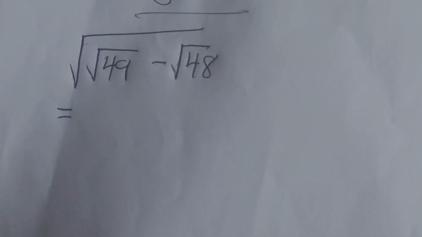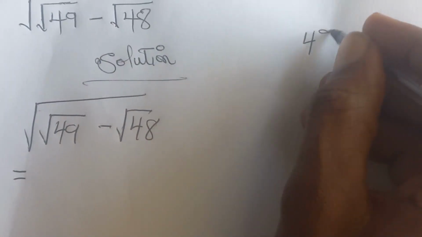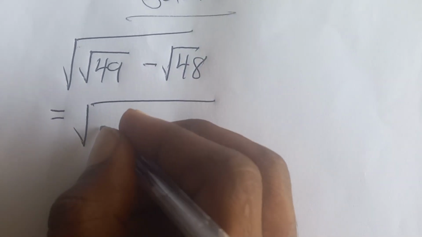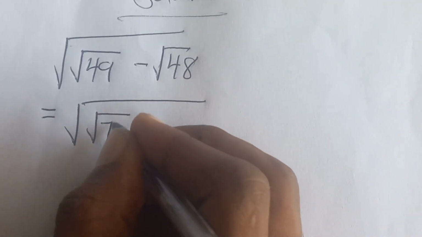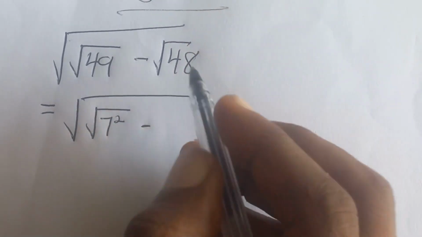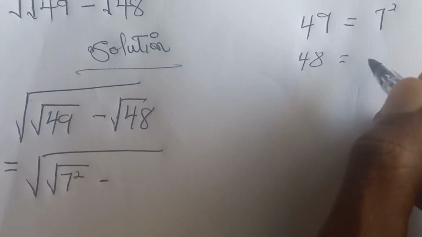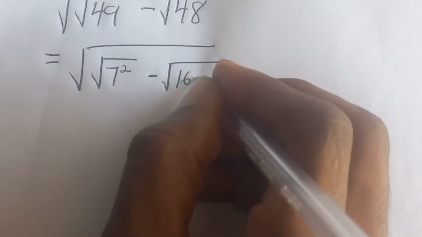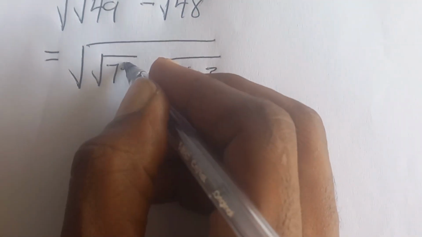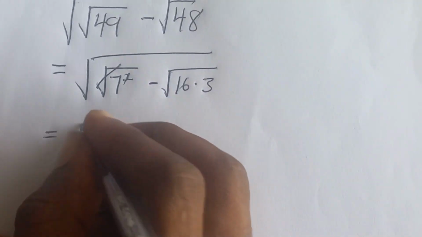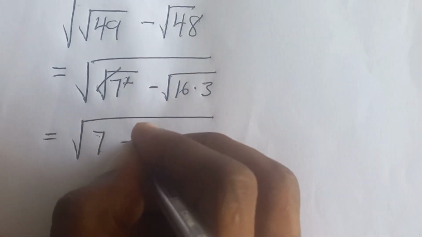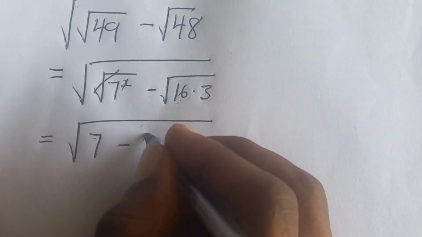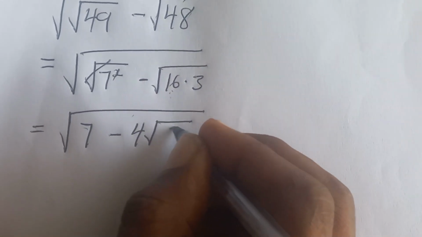So in this case, we know that 49 can be expressed as 7 squared. So we are going to get the square root of 7 squared, okay, minus, now this 48 we can also express as 16 times 3, so minus the square root of 16 times 3. So the square will cancel this square root, leaving square root of 7 minus. Now, we know root of 16 is 4, then square root of 3.